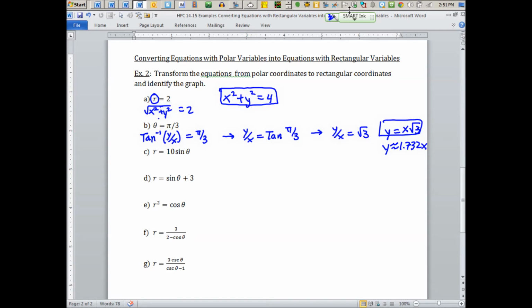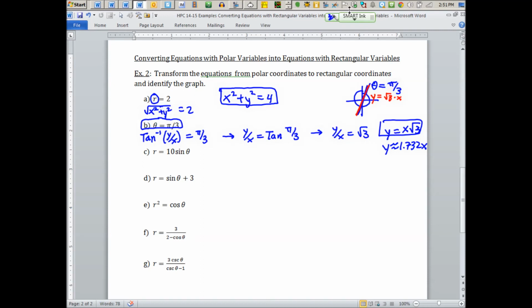And that jives with what we believe theta equals pi over 3 is. Theta equals pi over 3 is also just a line, namely this one. And we're saying that there's a representation of this in rectangular coordinates. Y equals rad 3 times x. That makes perfect sense. 1.7 is our slope. This next one says r equals 10 sine theta.